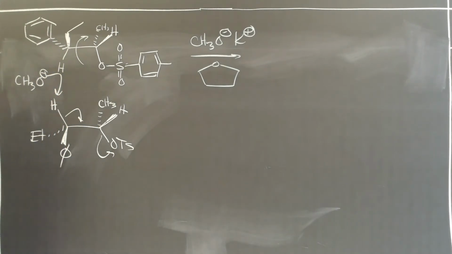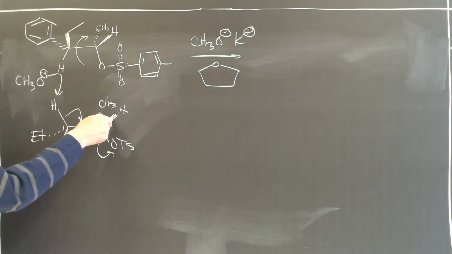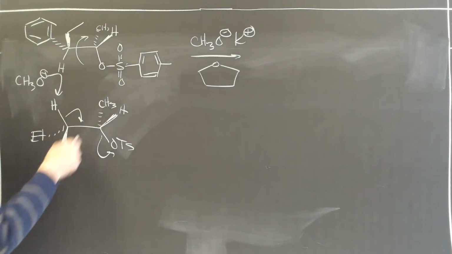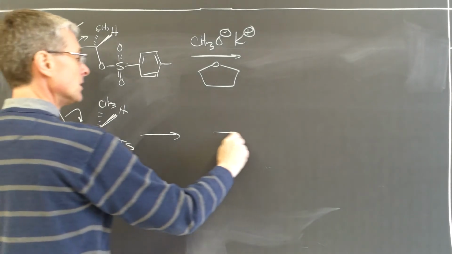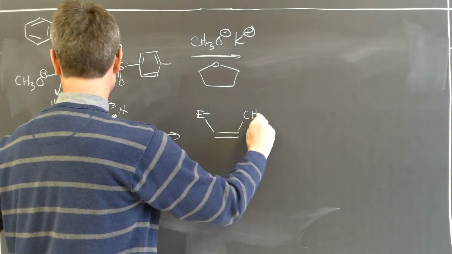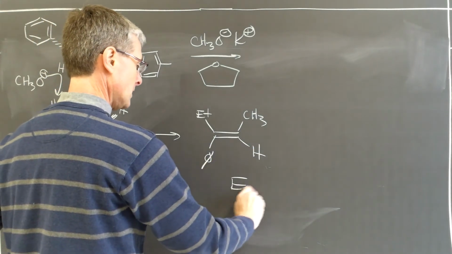So that would be my E2 reaction, and you can see then that the phenyl group and the hydrogen are going to be cis to one another, and the ethyl and the methyl are cis to one another. So this is my product. E2.